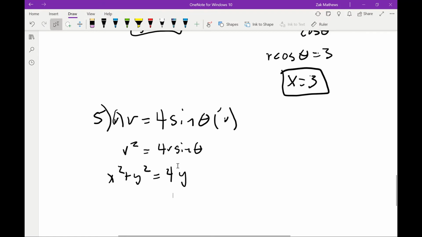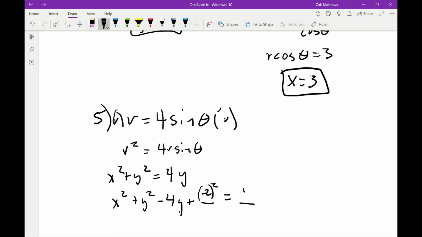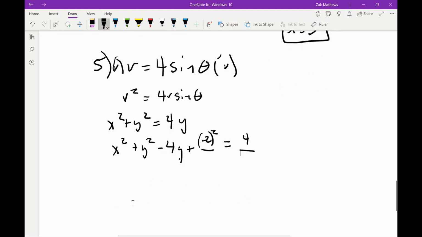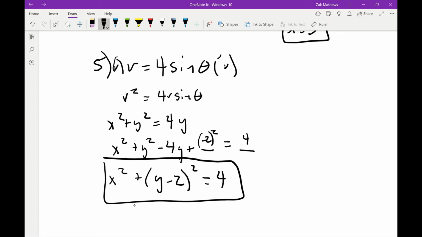Now this is a circle, which means I do want to put it back into the standard form of a circle. So I'm going to move my 4y back to the left-hand side. I have to complete the square, so I'm going to leave myself a blank. I look at that form and ask, what is half of negative 4? It's negative 2. I square it, which is of course 4. So we'll have x squared plus (y minus 2) squared is equal to 4. And there is the standard form of my circle.